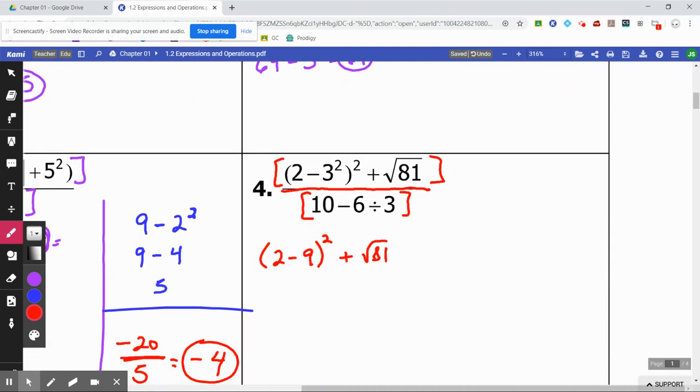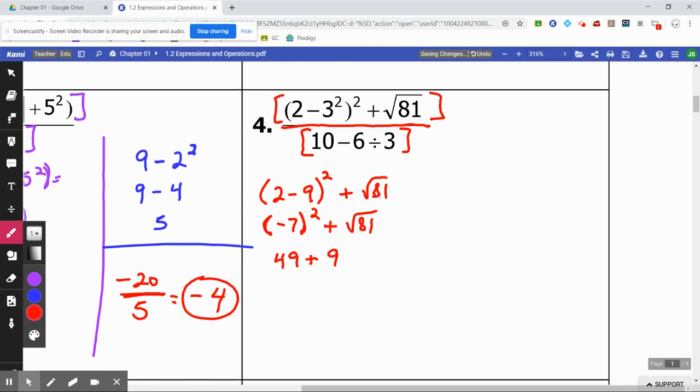So parentheses, let's go ahead and finish those up. Inside parentheses, I have a 2 minus 9, which is negative 7, squared plus the square root of 81. We're finished with grouping symbols. Now let's do some exponents. Negative 7 to the second power. That's negative 7 times negative 7 is a positive 49. Plus, I told you that a square root is a type of exponent. So the square root of 81 is, we can do it in the same step, 9. So the top is equal to 58.